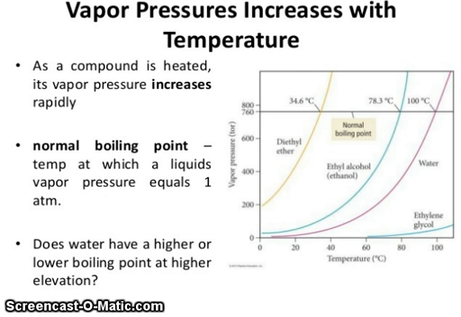liquid. Now, vapor pressure increases with temperature. As a compound is heated, its vapor pressure increases rapidly. Normal boiling point: the temperature at which a liquid's vapor pressure equals 760 torr. Does water have a higher or lower boiling point at higher elevation?